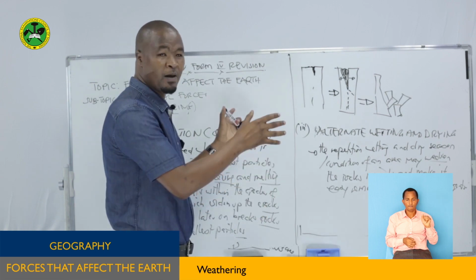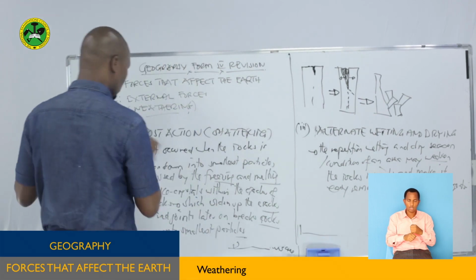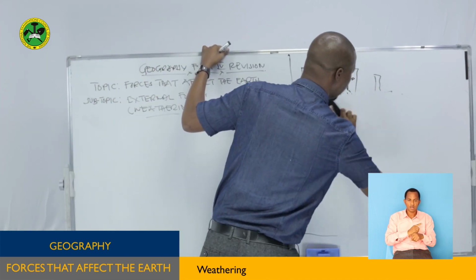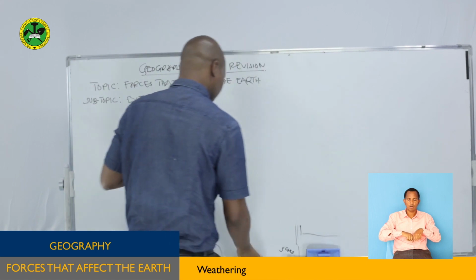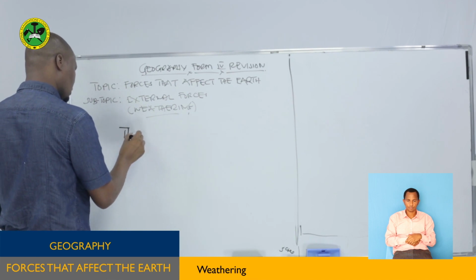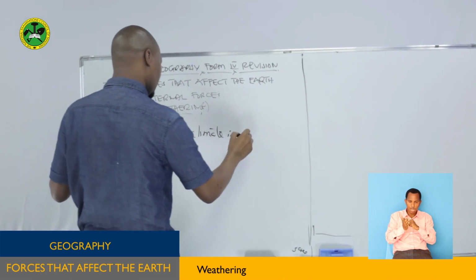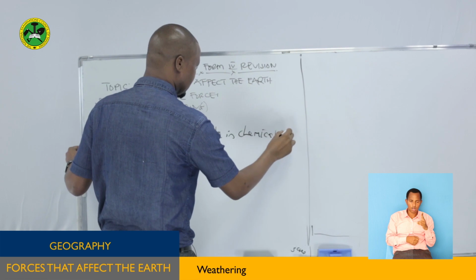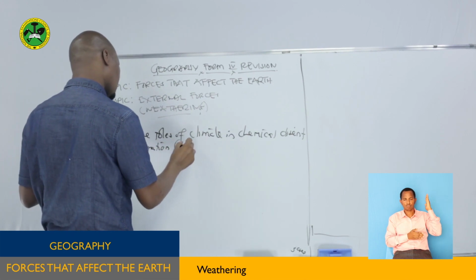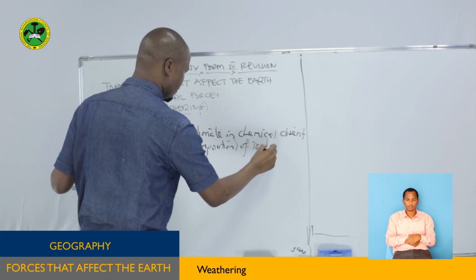So let's see the role of rainfall in chemical weathering. Are we together, class? So let's see the role of rainfall in what? In chemical weathering. What happened? Climate can play a great role in chemical weathering, especially through rainfall. So right now, the roles of climate in chemical disintegration, or we call it the decomposition of rock. Are we together?